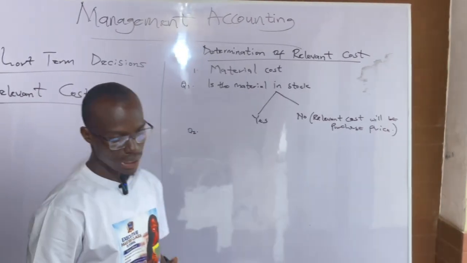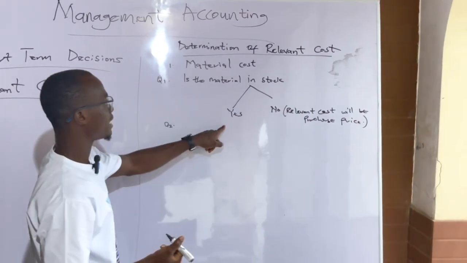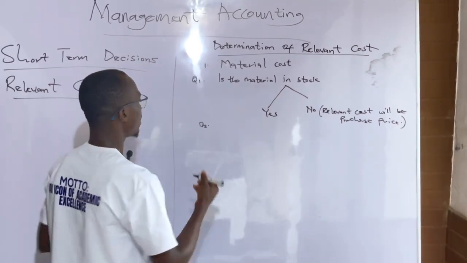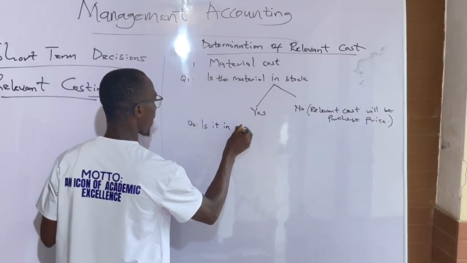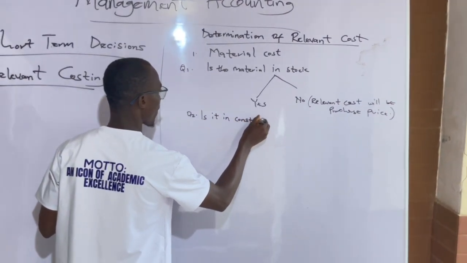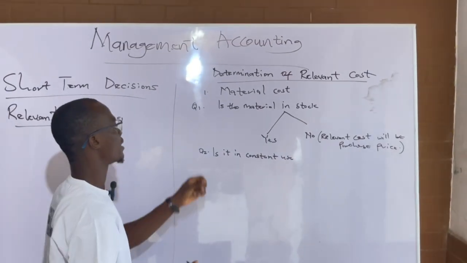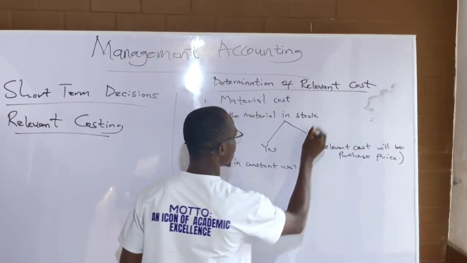The second question you ask yourself is, is it in constant use? Because you are saying yes, the material is in stock, then you ask yourself another question: is it in constant use? So that's the question you ask yourself.